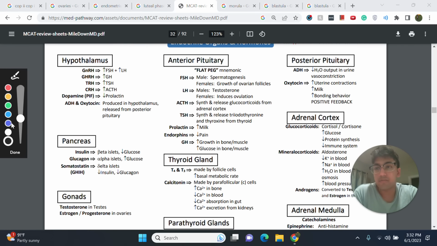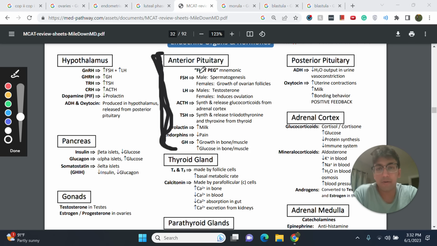Next, we have the anterior pituitary, and this is kind of the most important one because it has so many important hormones. The way that I remember this is FLATPEG. F is for FSH, which again, remember, is responsible for spermatogenesis and growth of the ovarian follicles, which are responsible for gametogenesis in males and females. LH is responsible for the production of testosterone as well as inducing ovulation in females, and you can scroll back if you want to remember that.